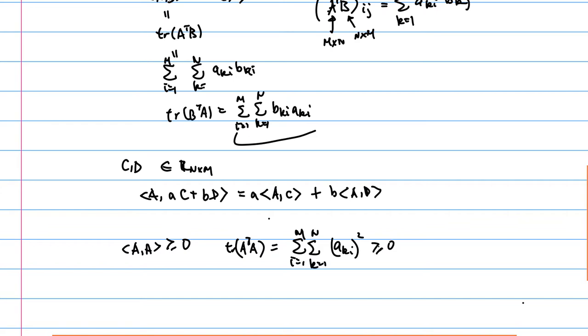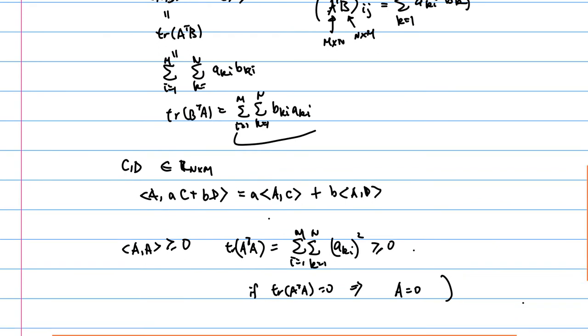Also, if this inner product is equal to 0, then each of the elements is 0. So if trace A transpose A is 0, then A is just equal to 0. Therefore, it is indeed positive definite. If we don't have this condition, then we say the inner product is semi-positive definite. But in this case, it's positive definite.